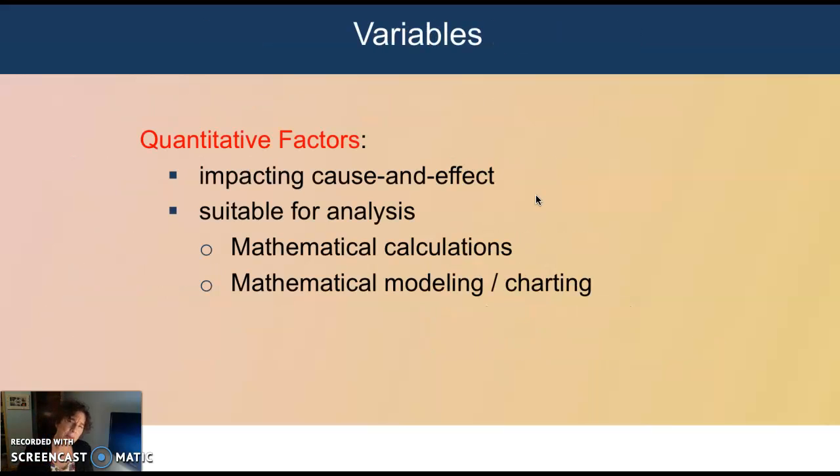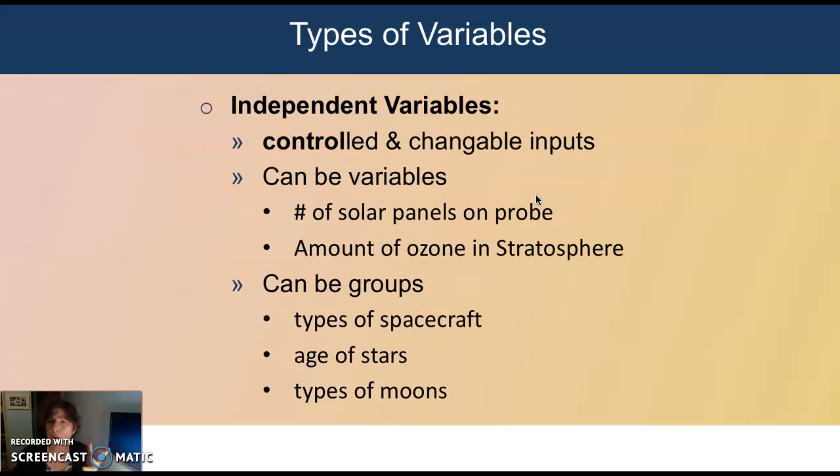When we talk about variables, these quantitative factors, they are the factors that are impacting cause and effect in an experiment. And I realize that in astronomy we're not working with experimentation, but we are working with the scientific method, so I really want to go into this a bit. Variables are generally the quantitative factors that you use in mathematical calculations, that you use in mathematical modeling, in charting, in tables, in graphs. So that's how we use these variables for analysis.